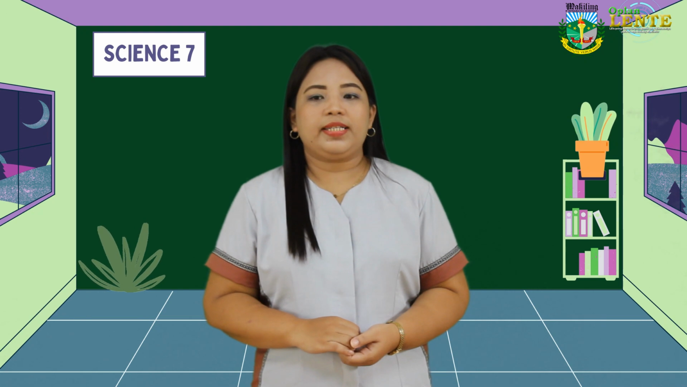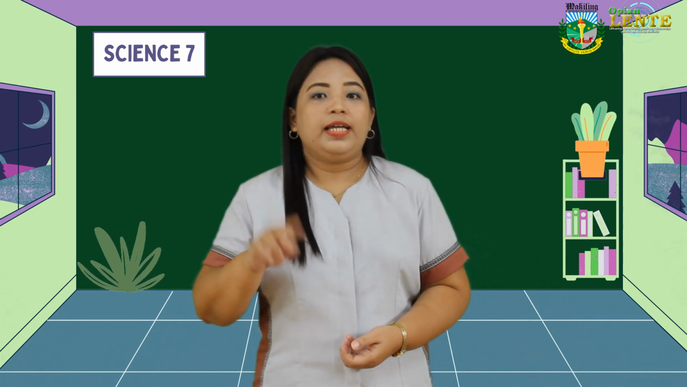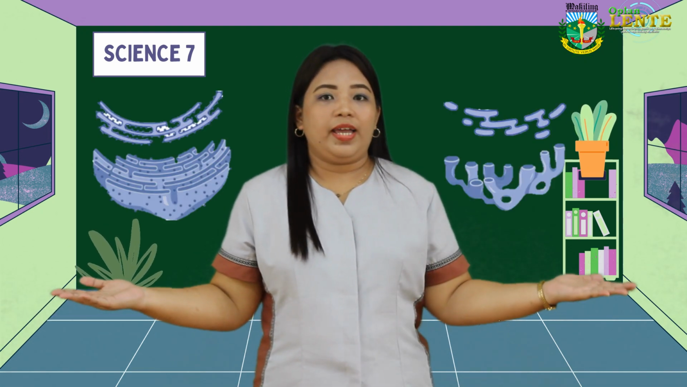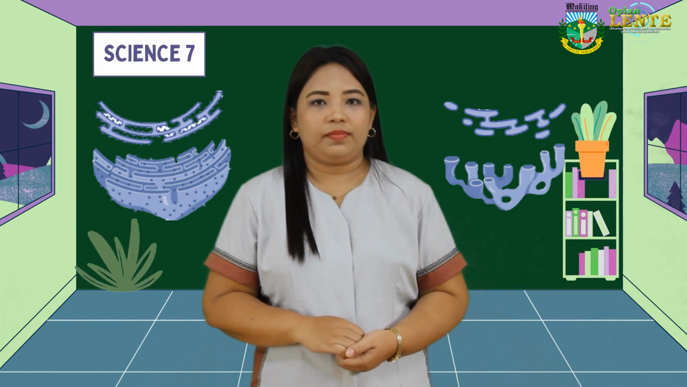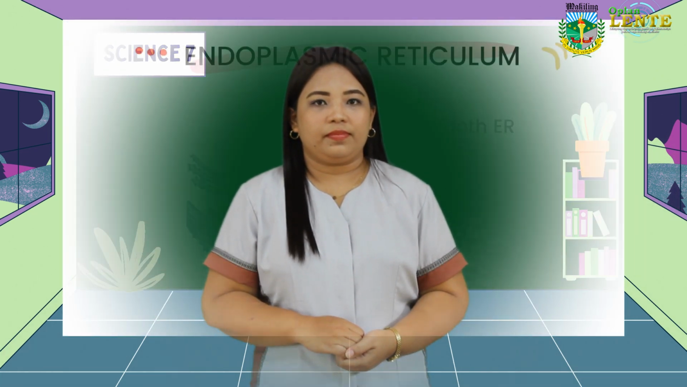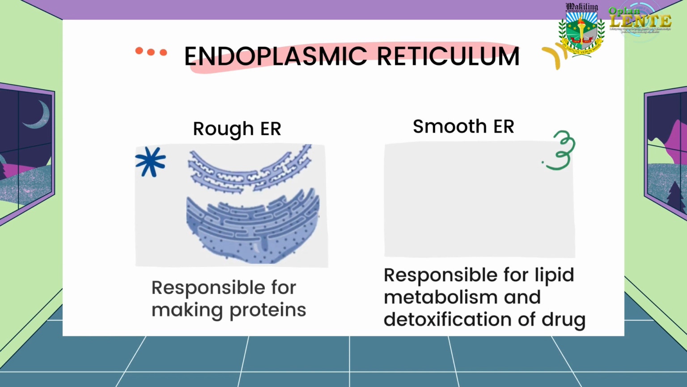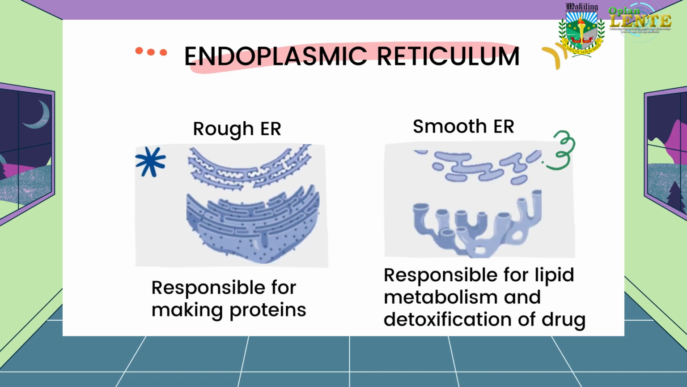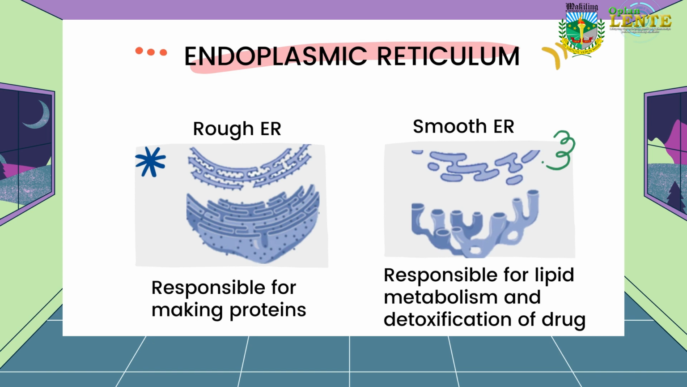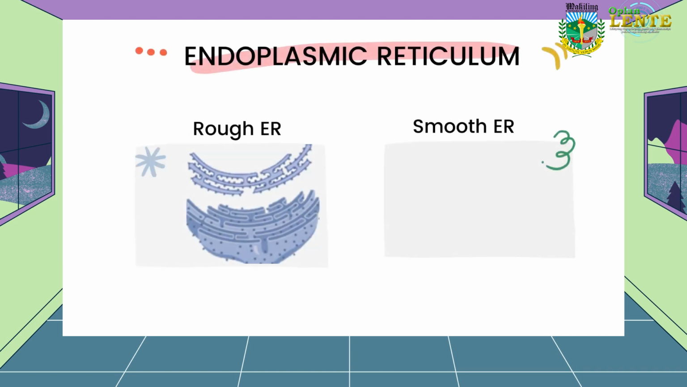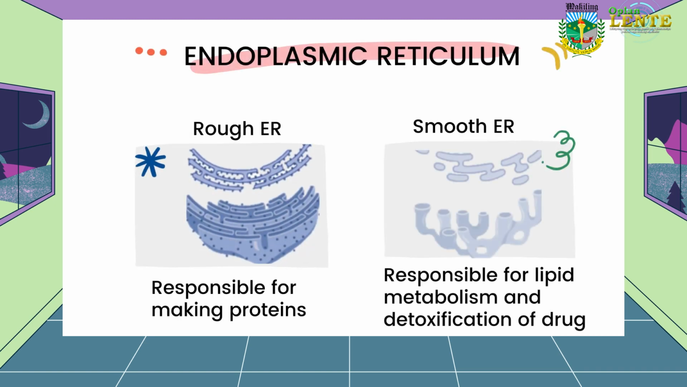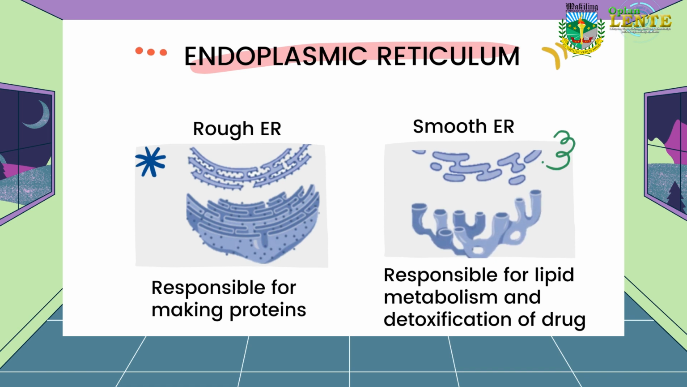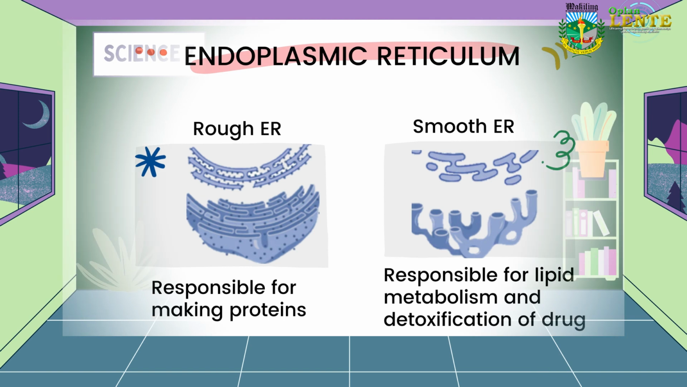Endoplasmic reticulum is categorized into two, the rough and the smooth endoplasmic reticulum. The rough endoplasmic reticulum contains ribosomes, and its main function is to synthesize and transport proteins and other materials throughout the cell. The smooth endoplasmic reticulum, on the other hand, does not contain ribosomes and is the one that synthesizes lipids, carbohydrates, and steroids.